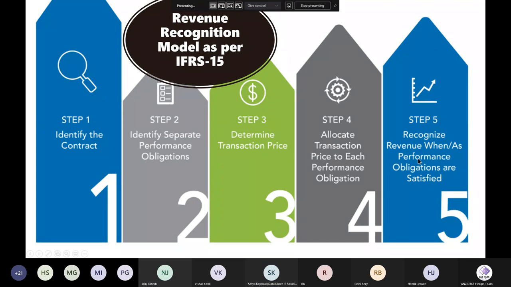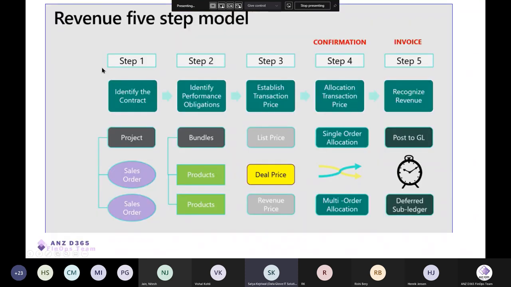Okay, so the performance obligation. This is a bit overwhelming here for non-accountants, but I'm sure this will be very clear after a few slides. The last step is basically the accounting piece: when you post the sales invoice, how much revenue you will recognize. Okay, let's jump to these five steps and how they relate to our system.